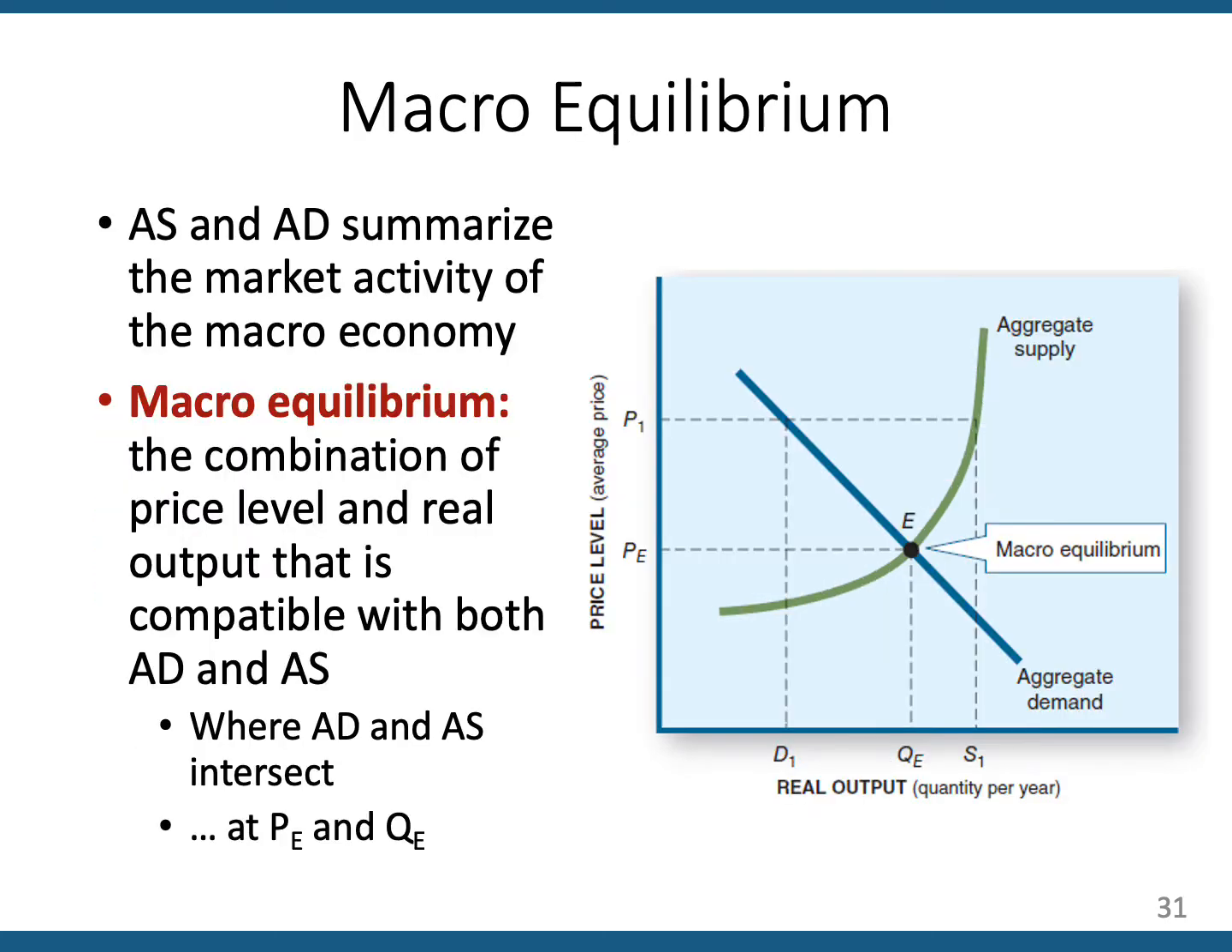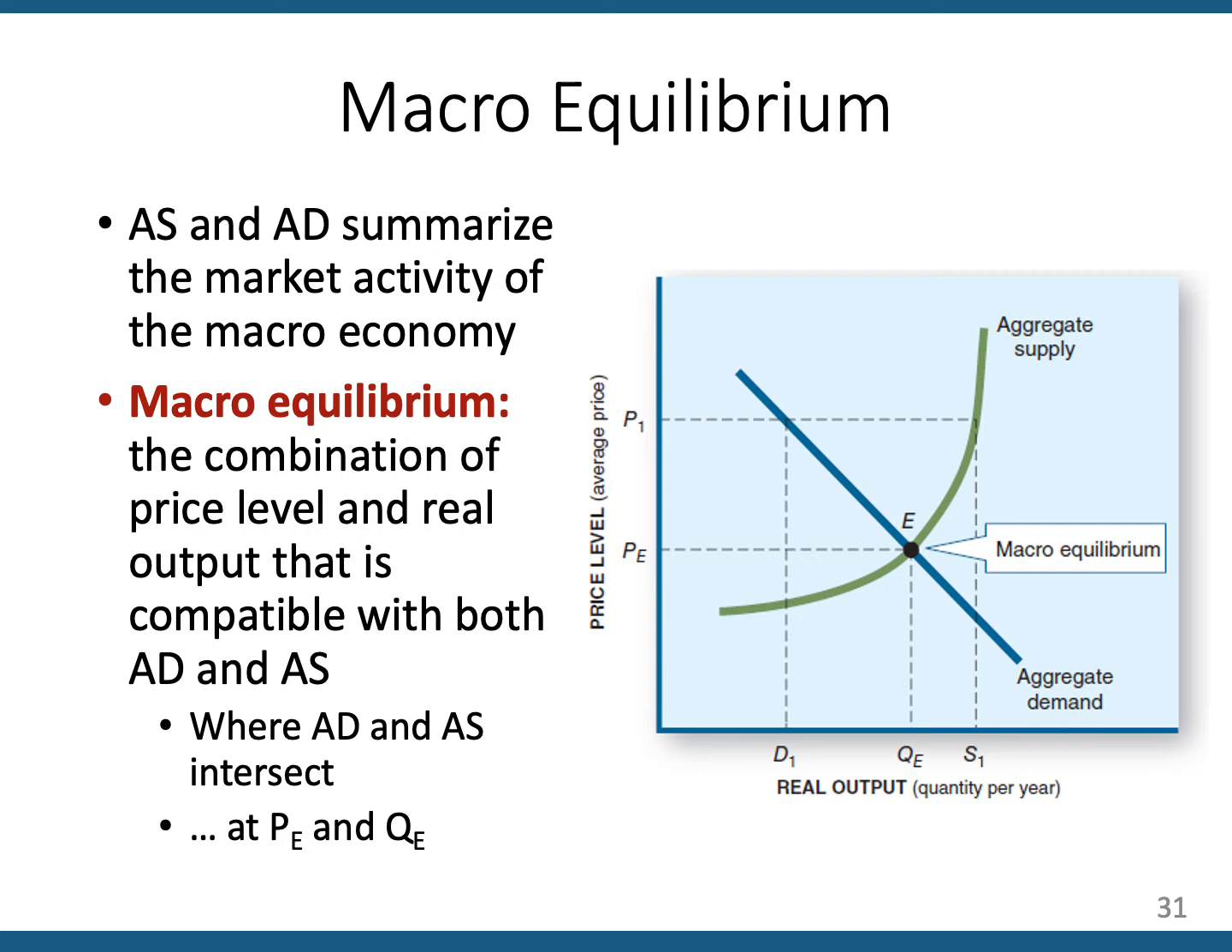When we introduce both curves in the same graph, just as with an individual product market, we have an equilibrium point. We call this macro equilibrium, where aggregate supply intersects with aggregate demand. And if you follow that down to the x-axis, remember that's GDP, that will be the equilibrium output of the economy. That will be how much the economy is actually producing.